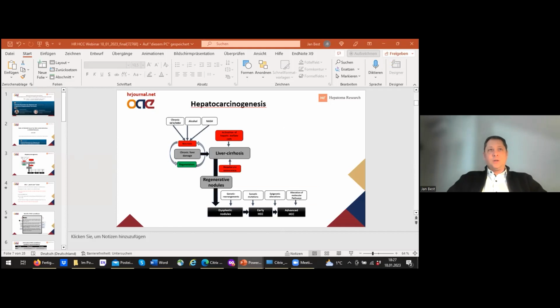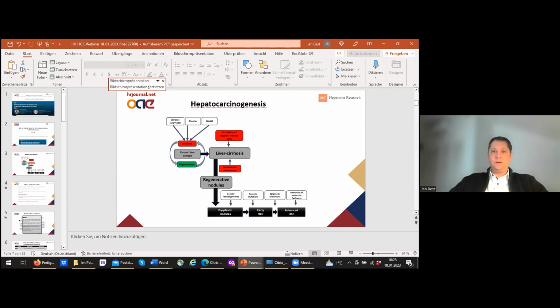And actually, as we all know, hepatocarcinogenesis is a multifactorial occurrence that's not only depending on a single event, but it can be caused by chronic hepatitis, alcohol, NASH, and many other etiologies leading to cell necrosis and a cycle of regeneration leading to chronic liver damage and finally to liver cirrhosis. And during this very complex interaction, we have the formation of regenerative nodules that will then transform to dysplastic nodules, early HCC and advanced HCC.